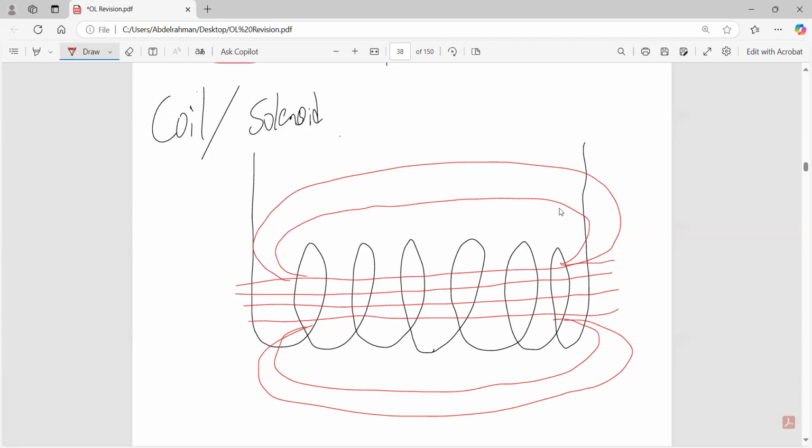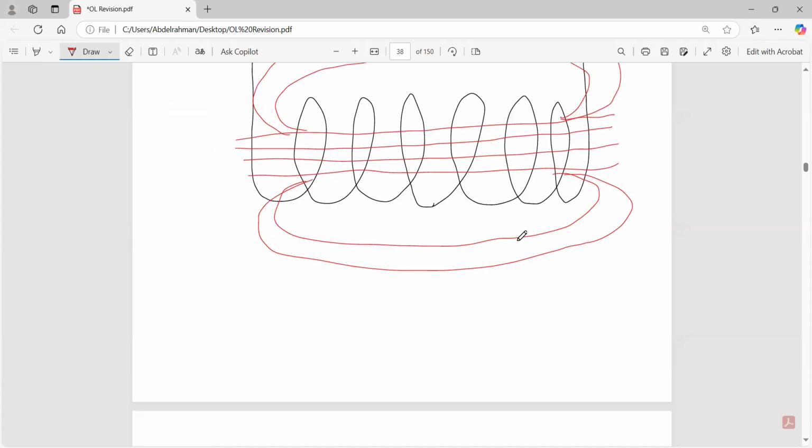But for the sake of, if you ever encounter one of these questions, you need to know how to find the direction of the magnetic field inside this coil. How can I find it? Using the right hand rule grip again. It's a bit tricky, but let's try it out.